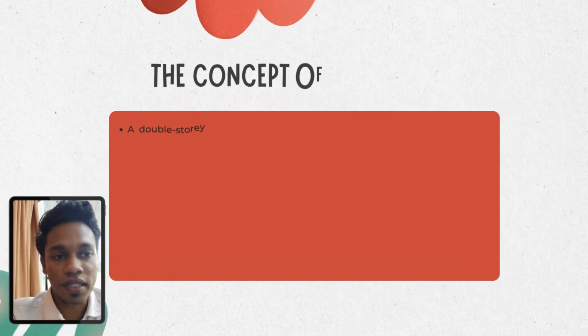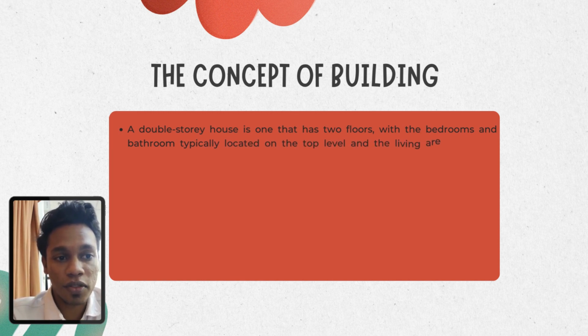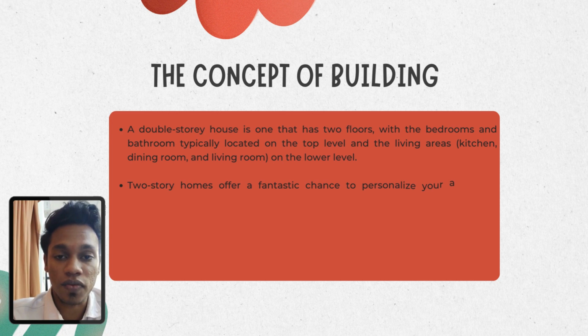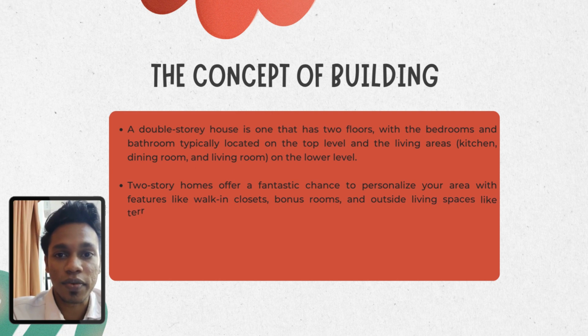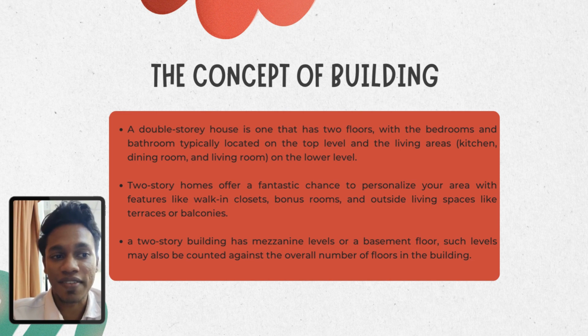I'll be continuing on presenting the concept of our building. Our building is a double-story house which consists of 2 floors, and the bedrooms and bathroom are typically located on the top level, as well as the living area, kitchen, dining room and living room, which are located on the ground floor or lower level. 2-story homes offer a fantastic chance to personalize your area with features like walk-in closets, bonus rooms and outside living spaces, terraces or balconies. A 2-story building usually has mezzanine levels or a basement floor. Such levels may also be counted against the overall number of floors in the building.